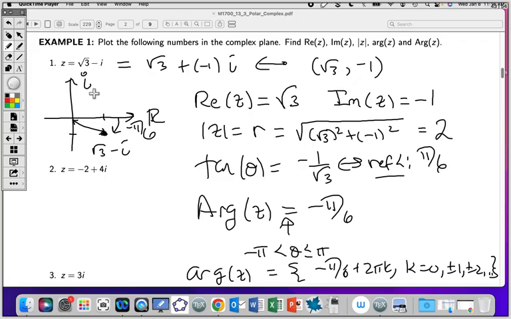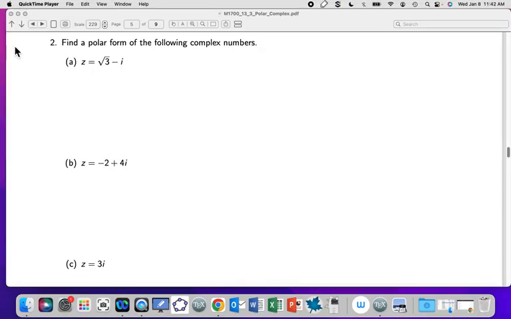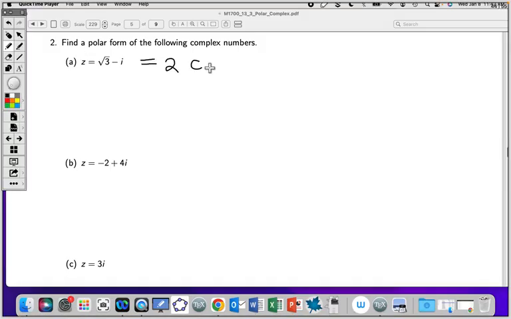So I'll just redo these. For root 3 minus i, I had the modulus, the r was 2, and the argument was negative pi over 6. So I can pick 2, negative pi over 6. So this would be 2 cis negative pi over 6. And for this angle, I could pick any angle in the argument. I'm just picking the principal argument because that's the one we found.